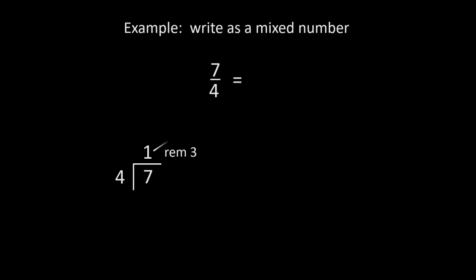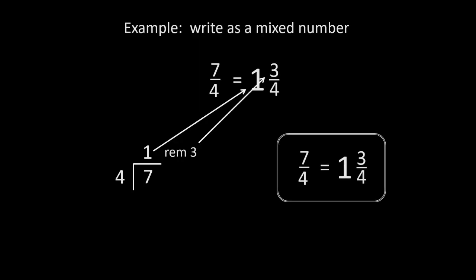3/4 left over. So the 1 goes there, 1 whole, then 1 whole is 4/4, and we've got 3 left over, and we're dealing with quarters. So 7/4 is a top-heavy fraction. As a mixed number, it's 1 3/4. There we go, there it is.